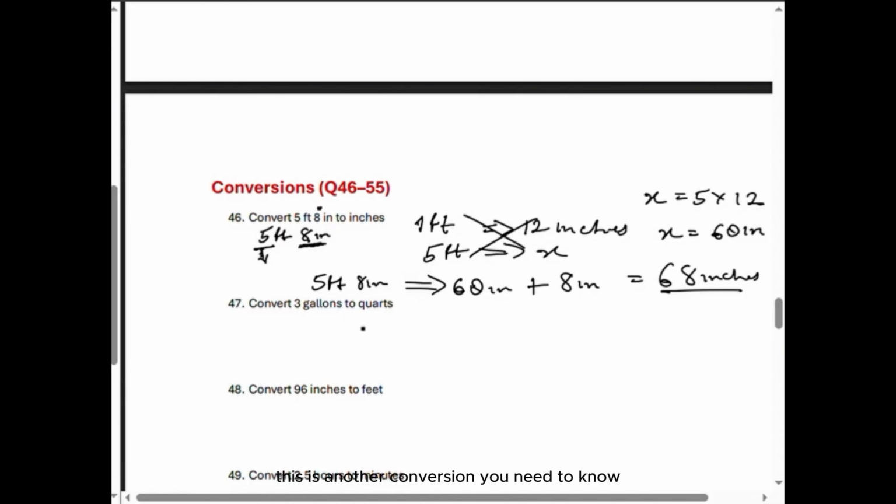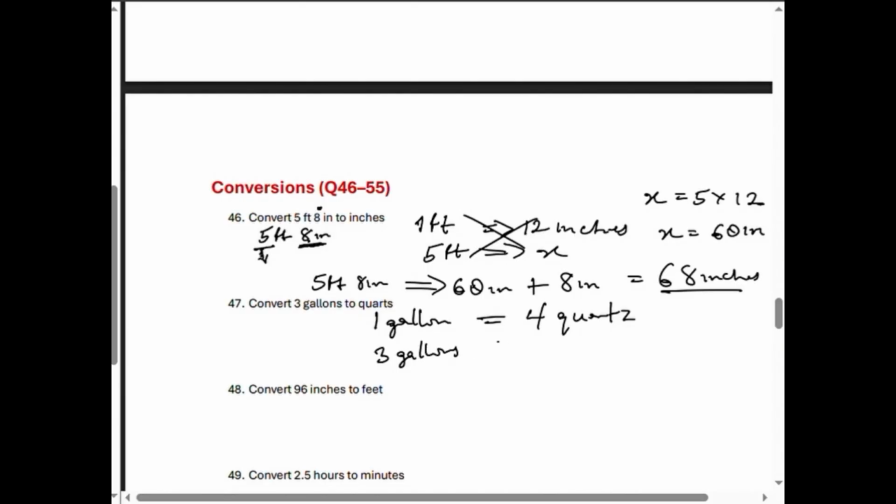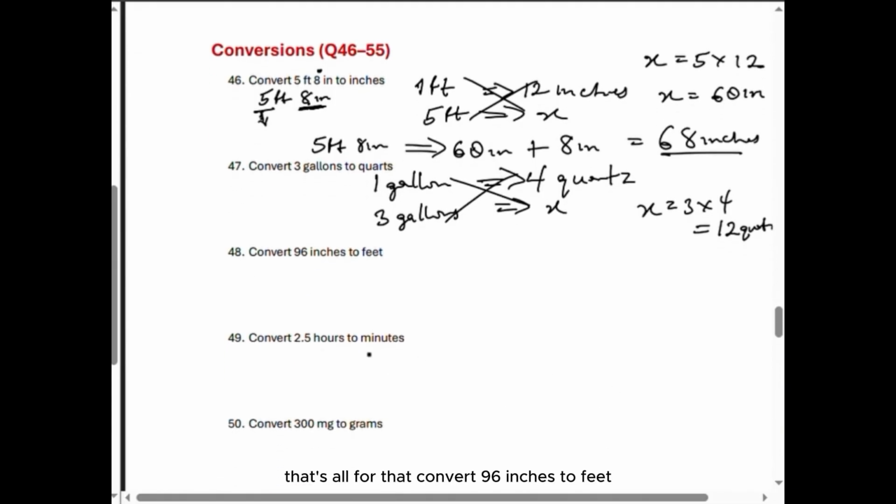This is another conversion you need to know. 1 gallon equals 4 quarts. So 3 gallons equals what? x. You cross multiply. x equals 3 times 4, which equals 12 quarts. That's all for that. Convert 96 inches to feet.